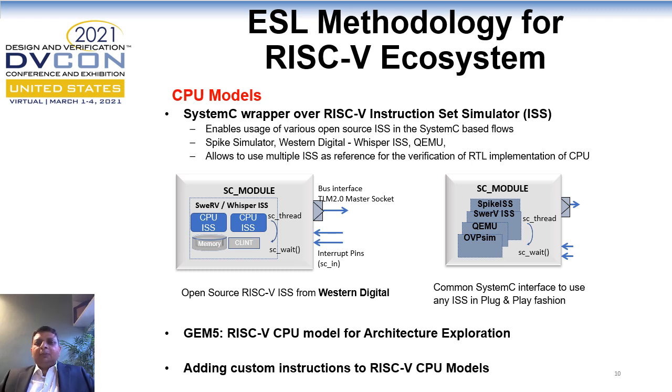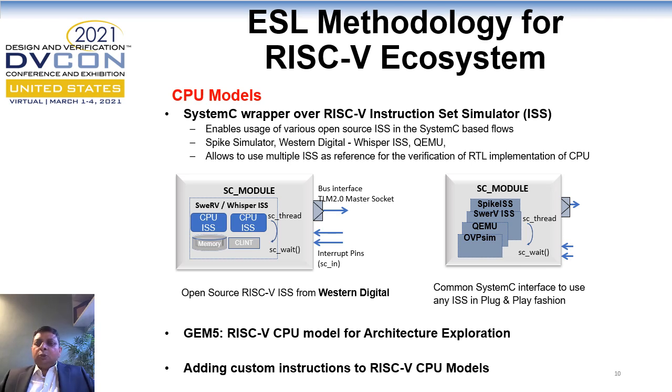For the virtual prototyping use case, we primarily need fast instruction set simulators. In the RISC-V ecosystem, there are several open source ISS available, like the Spike simulator, or the Whisper ISS from Western Digital, or QEMU. So at Circuit Sutra, we developed the SystemC wrapper around these open source ISS, so these can be effectively used along with the SystemC models.